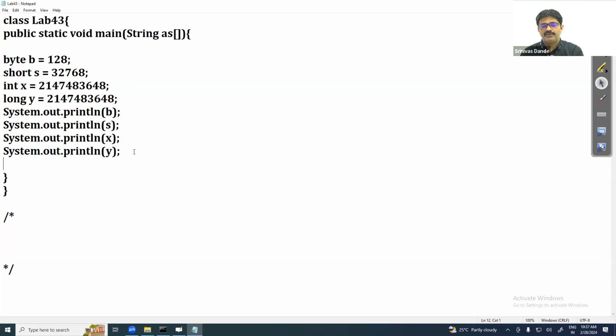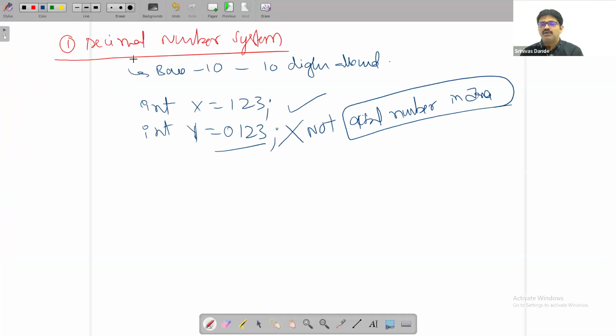You think and tell me. Decimal number system. What is there in the decimal number system? Decimal number system base is 10. 10 means 10 digits allowed. I am asking two examples, whether 123 is decimal or not. 123 is decimal or not, Alakya? 123 is decimal only, right?